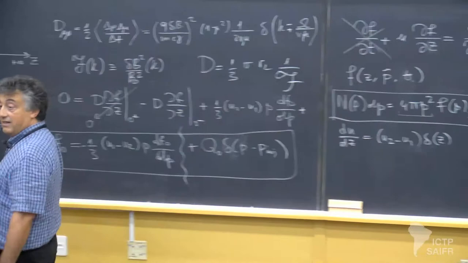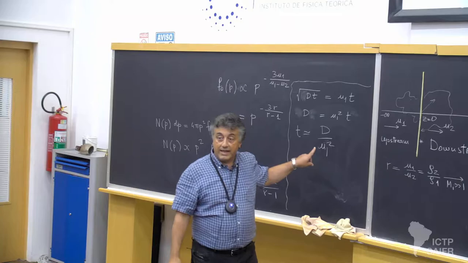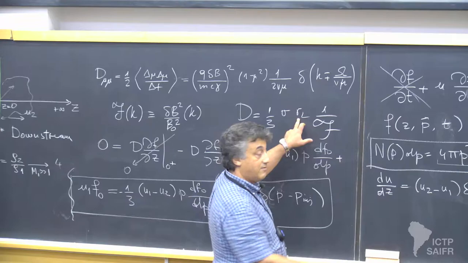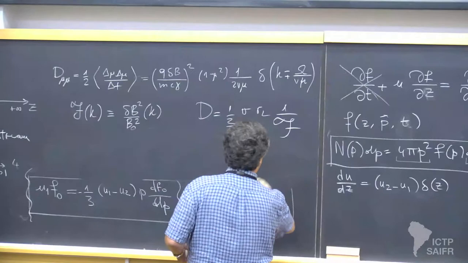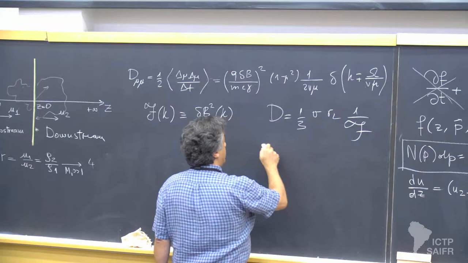If you want to accelerate to higher and higher energy, you want this to be as small as possible. How does this scale with energy? Let's see. Well, this is basically c, right? This is basically the speed of light. R_L is linear in energy, right? Okay, so R_L is proportional to energy.